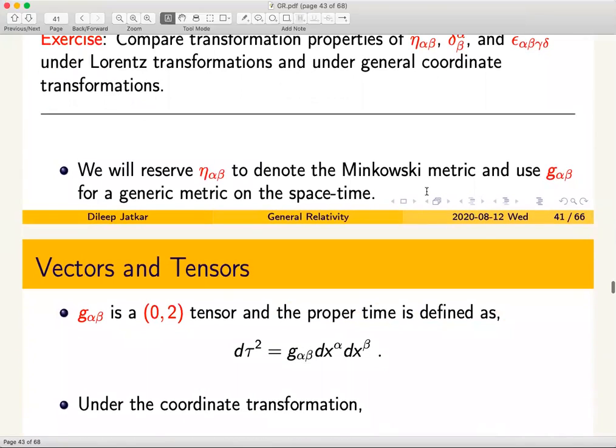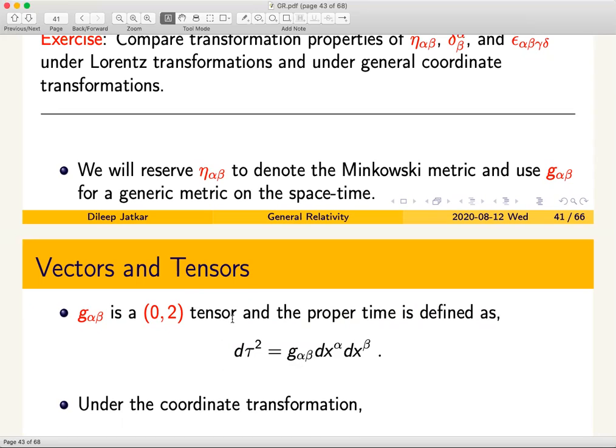Now, of course, g_αβ is also a (0,2) tensor, and the proper time is defined using g_αβ. I should have really mentioned g_αβ as a function of x, because it's a generic space-time metric, unlike η_αβ, which has only constant entries. A generic space-time metric is space-time dependent. So g_αβ, every component, that means for every value of α and β, is generically a function of space-time.